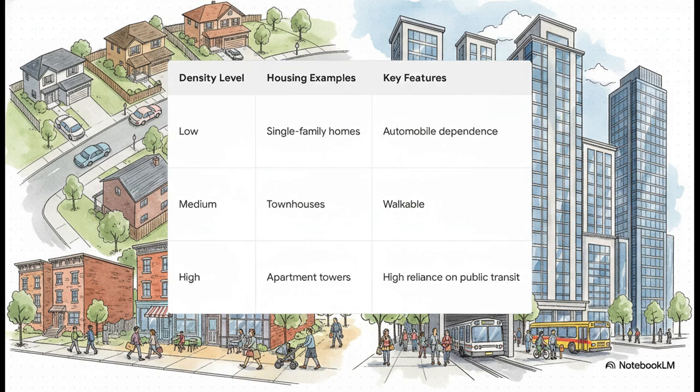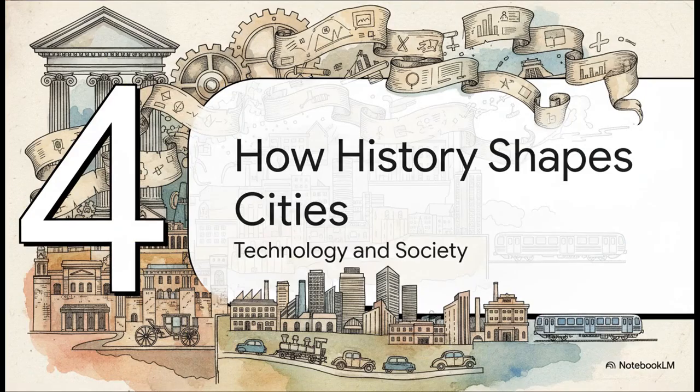High-density zones, on the other hand, give us those apartment towers right in the city core, which are perfect for public transit. And then there's that medium-density sweet spot with townhouses and duplexes, which often creates a nice, walkable middle ground. So we've got economics, and we've got rules. But to get the full story, we really have to dig into the past, because the way our cities are built today is so deeply influenced by the technologies and the social forces of yesterday.